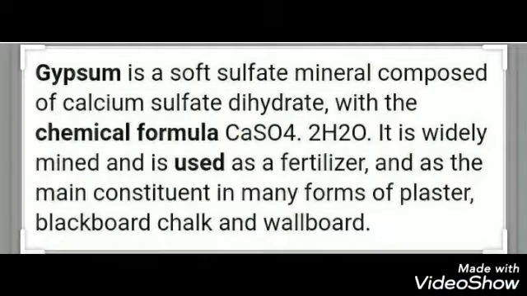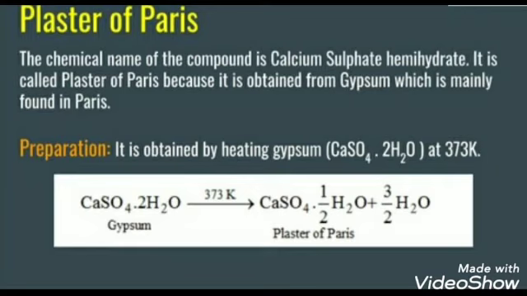Now what is gypsum? Children, gypsum is calcium sulfate dihydrate. Here di denotes two molecules of water of crystallization. So the chemical formula of gypsum is CaSO4.2H2O. The plaster of Paris is commonly known as POP.